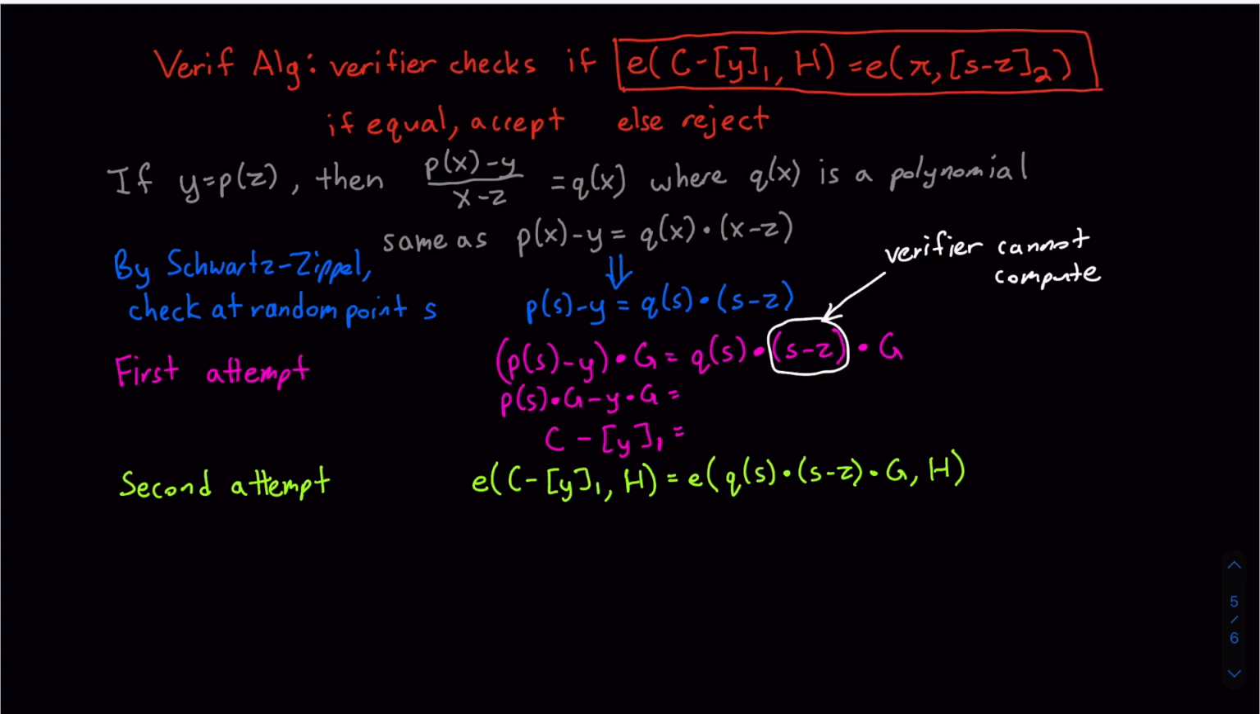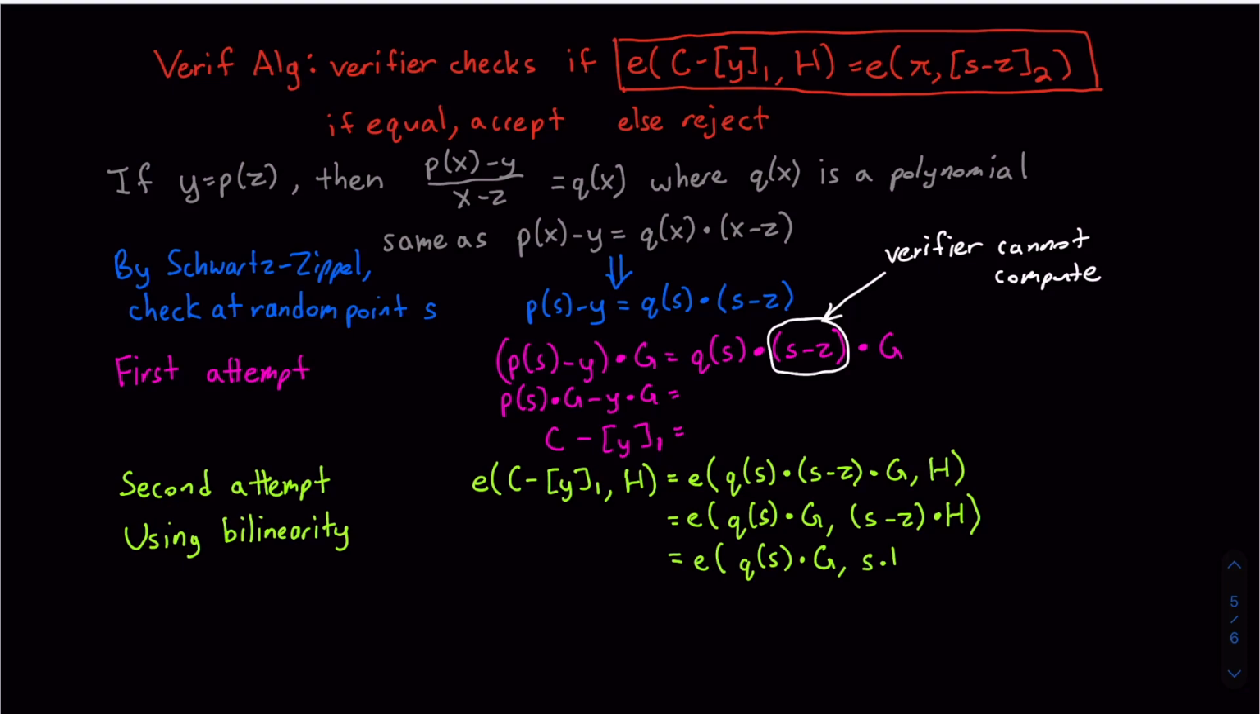Now for the right-hand side, we can use the property of bilinearity to move the scalar multiplication across the pairing. So E of (Q of S times S minus Z times G), H equals E of (Q of S times G), (S minus Z) times H. And we can expand out S minus Z times H. So now we have E of (Q of S times G), (S times H minus Z times H). At this point, the key question is, can the verifier compute all of this? And the answer is yes.